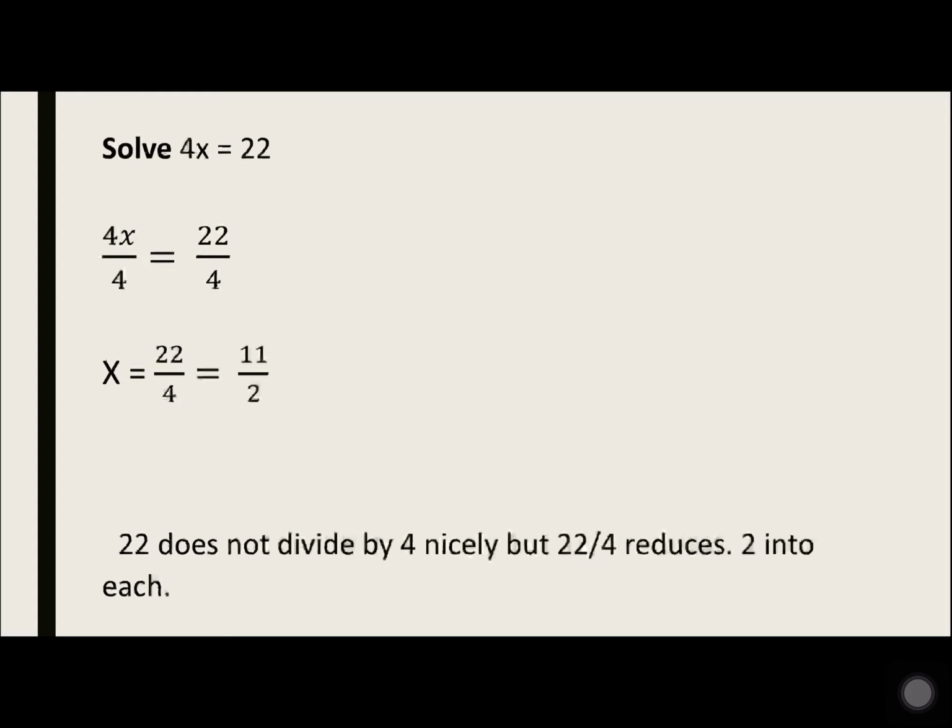Solve. 4x equals 22. This means multiply, so you divide to cancel. So you get 22 divided by 4, but that doesn't divide by 4 nicely. But we do reduce because 2 goes into 22 and 2 goes into 4. 2 goes into 22 11 times. 2 goes into 4 2 times. So 11 over 2 is the final answer.